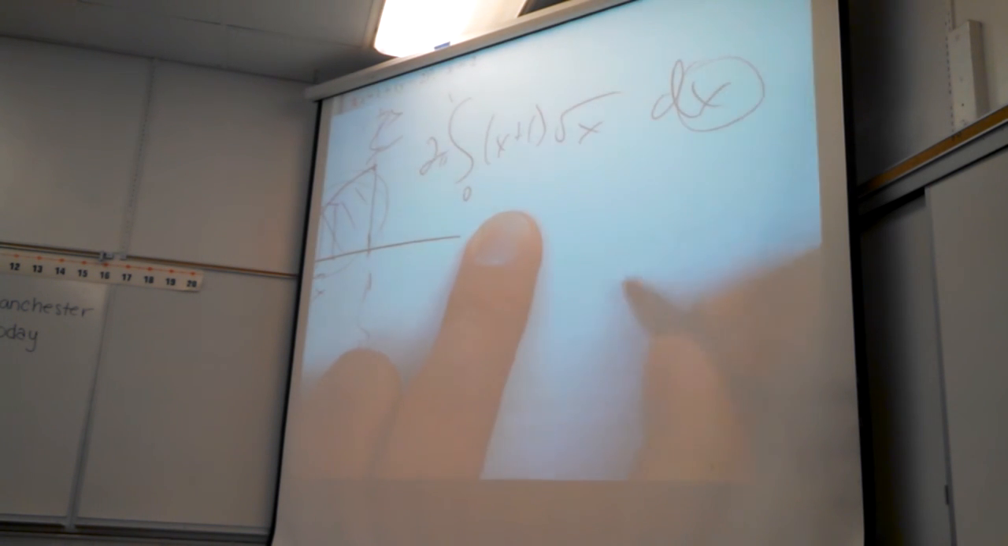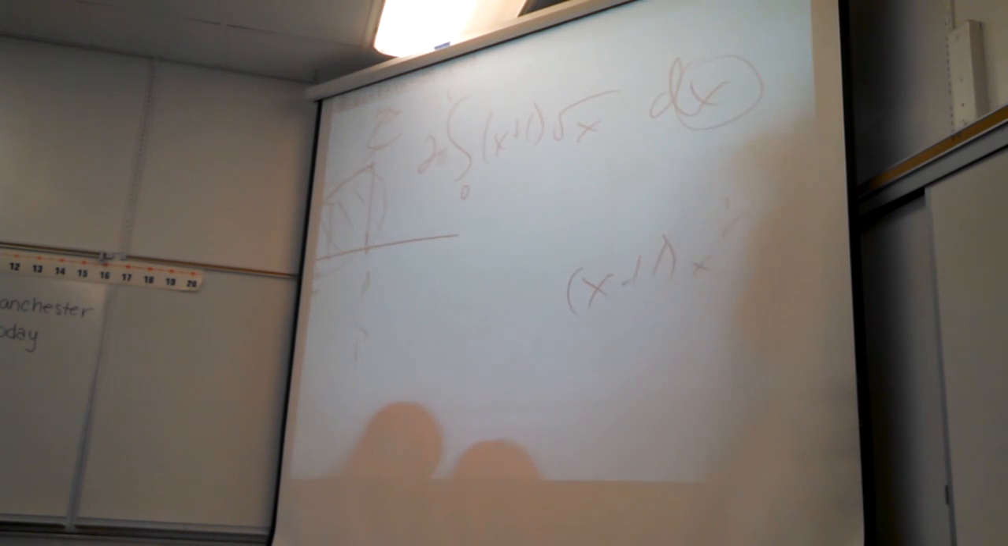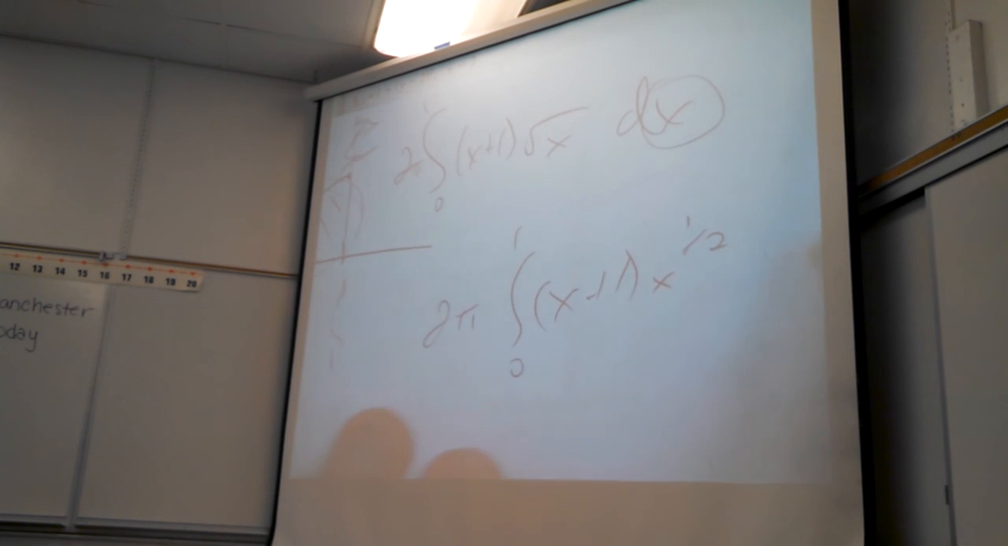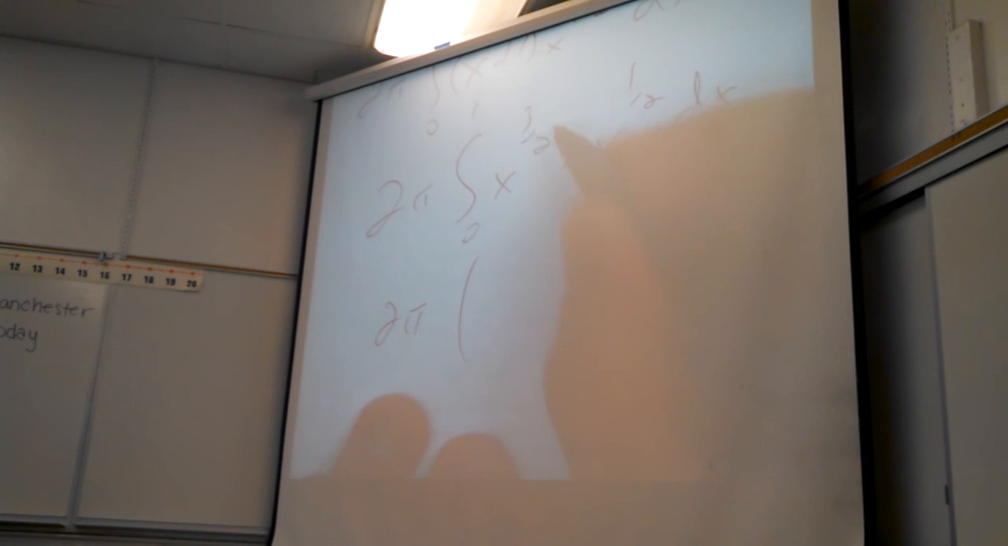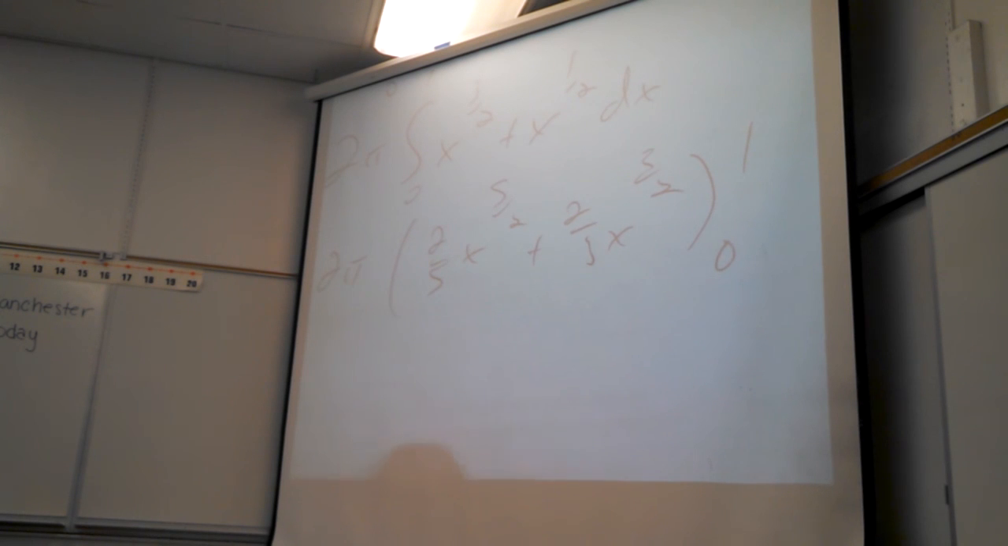So how do you do this? This throws people off. x plus 1 times x to the 1/2. So it's totally doable. Distribute that x to the 1/2. x to the 3/2 plus x to the 1/2. And then it's 2/5 x to the 5/2 plus 2/3 x to the 3/2 from 0 to 1. And then only 1 matters, right? I like it.